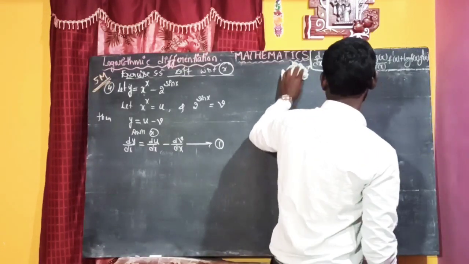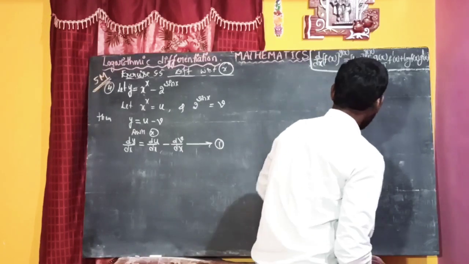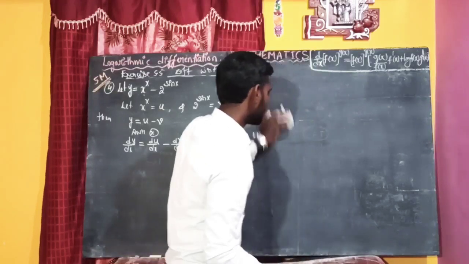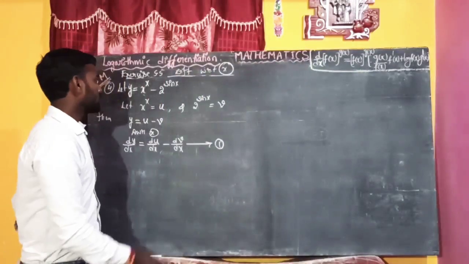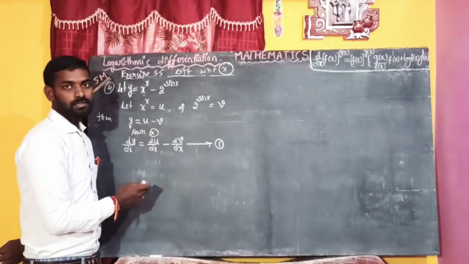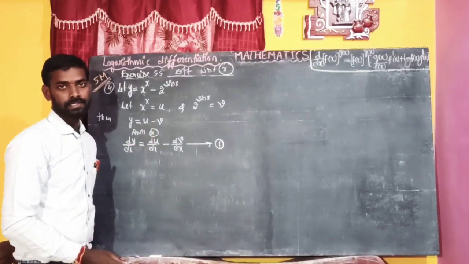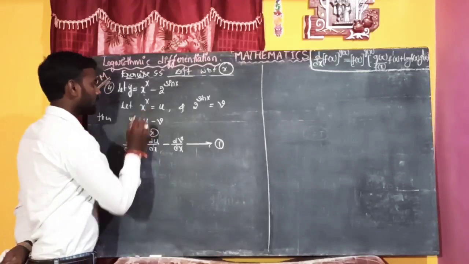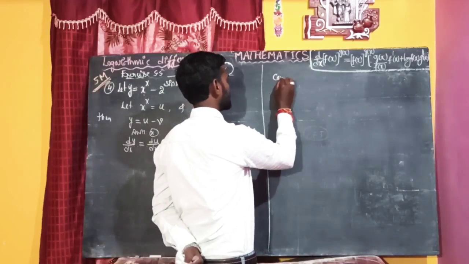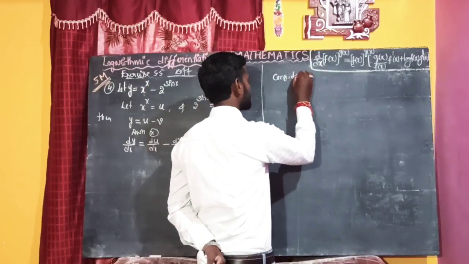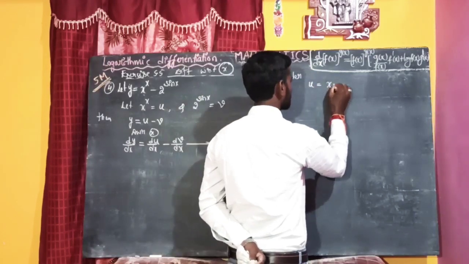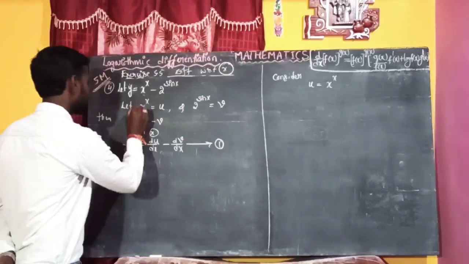After that I will consider v and differentiate that with respect to x, and then club all two conditions and then simplify, you will get the answer. Okay guys, now listen here. Now consider u. U here is equal to x to the power of x.